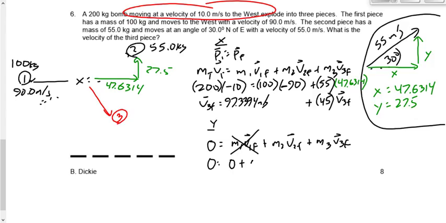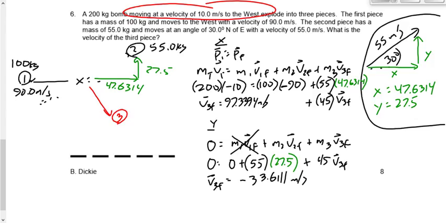m2 is 55. 55 times, pulling out the green pen here, 55 times 27.5. Positive because it's upwards. Good. Plus 45 times V3F, solve for V3F. And we do that for the y-axis. It works out to be negative 33.6111. Hey, we guessed it was going to go right and down. Did we guess right? Yeah, we did, because we got a positive number for x and we got a negative number for y.